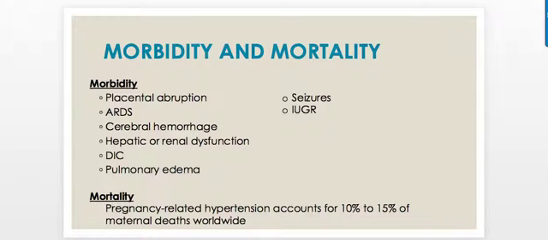Hypertensive disorders contribute significantly to maternal and infant morbidity and mortality. These disorders include placental abruption, respiratory distress syndrome, cerebral hemorrhage, hepatic or renal failure, disseminated intravascular coagulation, pulmonary edema, seizures, and intrauterine growth restriction. Pregnancy-related hypertension accounts for 10 to 15% of maternal deaths worldwide and is the second leading cause of maternal mortality in the United States.